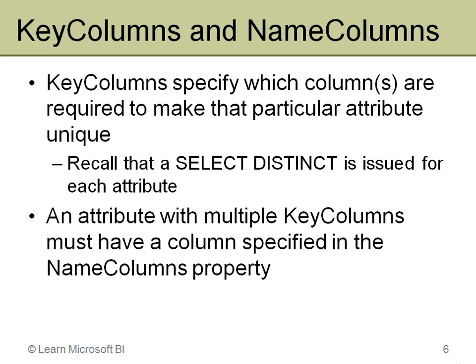Now, if you set multiple values in the key columns, if you set multiple columns there, in other words, the year and the month, or the year and the quarter, then you must set the name columns property, because now it doesn't know what to display. It says, well, gee, I have 2 columns here, and so you just have to tell it one of those 2 columns, or you could actually pick a third if you wanted, but it's typically one of those 2.